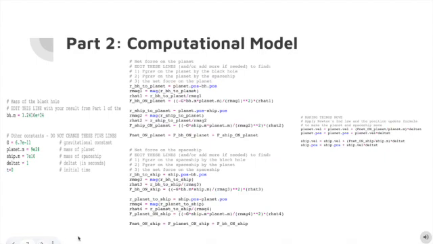On this slide, we have the computational model for part 2 of this experiment, where the system is the spaceship and the surroundings are the black hole and the planet. On the far left side, we have the mass of the black hole, which was calculated in part 1, as well as other constants within the equations.